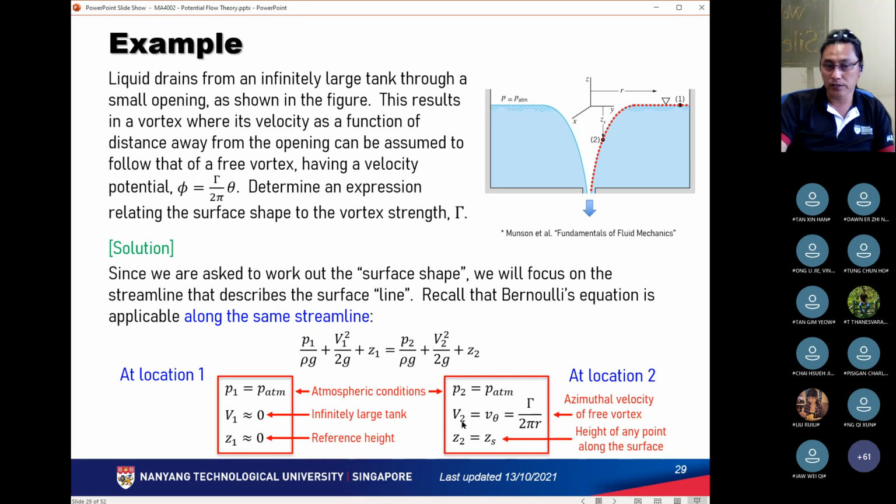V2, think about it, we're supposed to assume that the velocity variation follows that of a free vortex, defined by this velocity potential. So V2 is nothing but V theta, the tangential velocity of this free vortex. And V theta, as we know, is nothing but gamma divided by 2 pi r. We can figure this one out from here. Do the partial differentiation if necessary. Z2, the height here, we just say it's at some height, ZS, let's say. Now with all these assumptions, which will allow us to simplify this expression, let's see what we get.